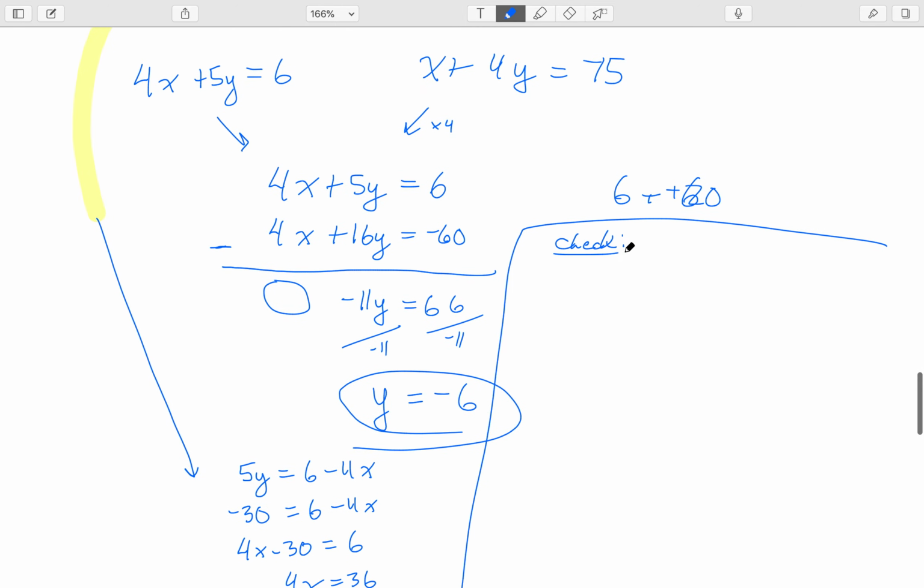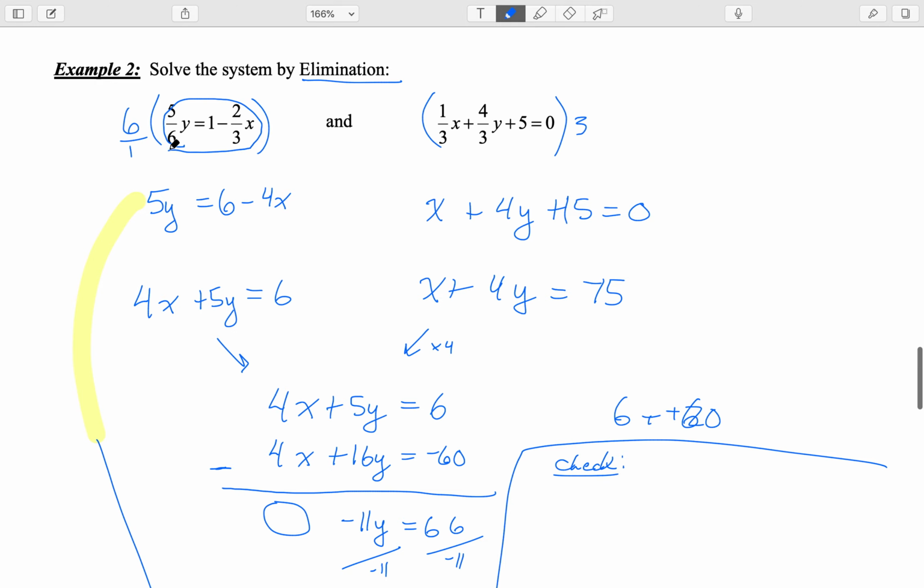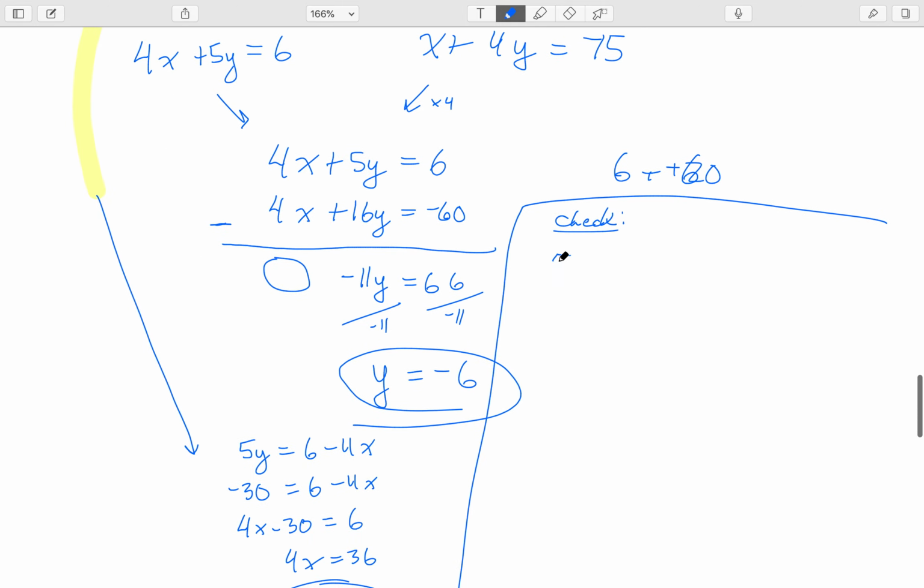I know this is the answer. So you know what? I'm just going to do one of these checks. Let's do 5/6 of y is equal to 1 minus 2/3 of x. Yikes. 5/6 of y is equal to 1 minus 2/3 of x.